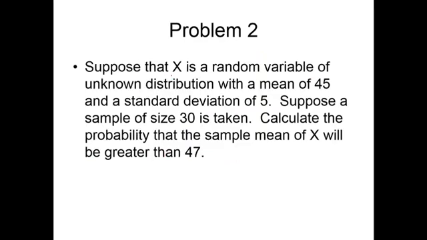Problem 2. We have a random variable with an unknown distribution. It has a mean of 45 and a standard deviation of 5, but we're taking a sample of size 30, our magic number. Calculate the probability that the sample mean of x will be greater than 47.